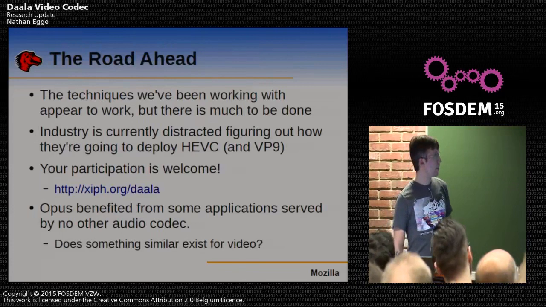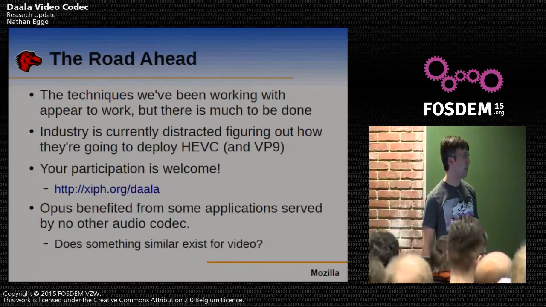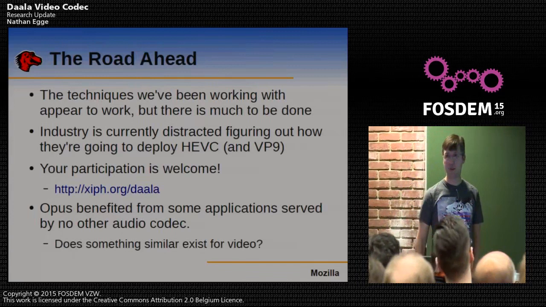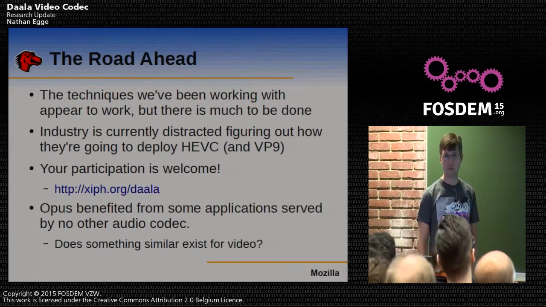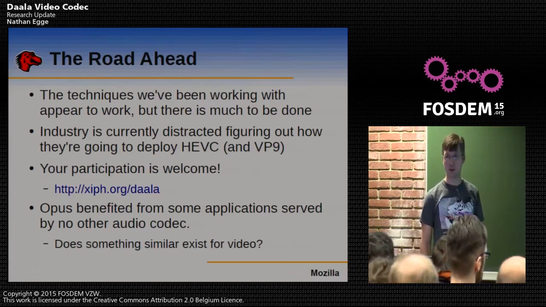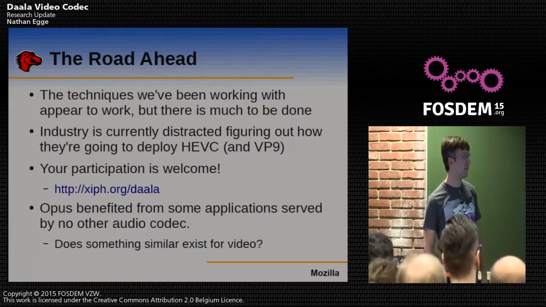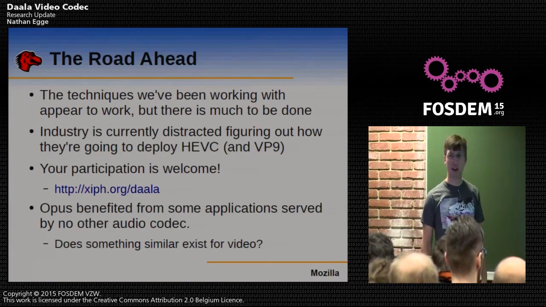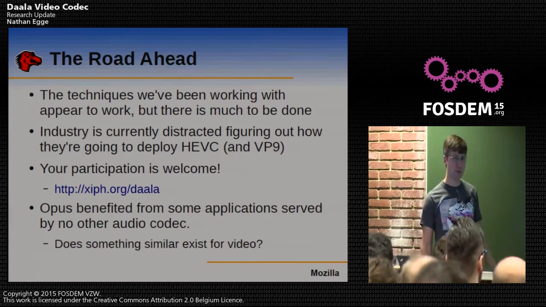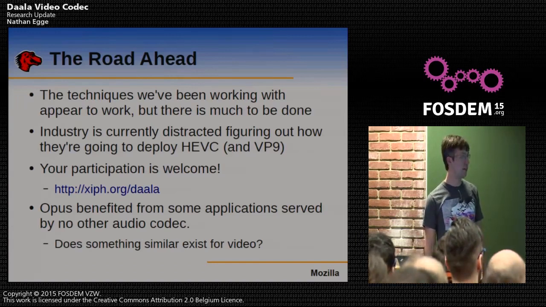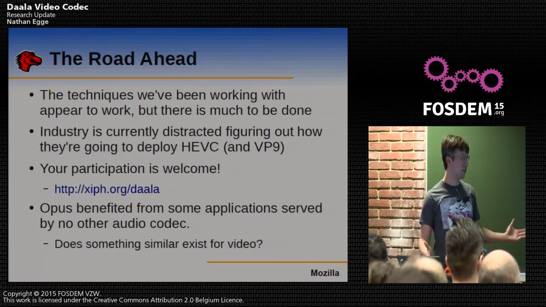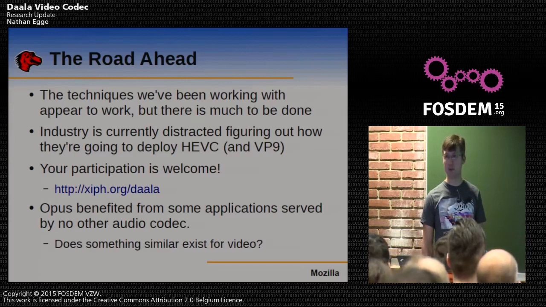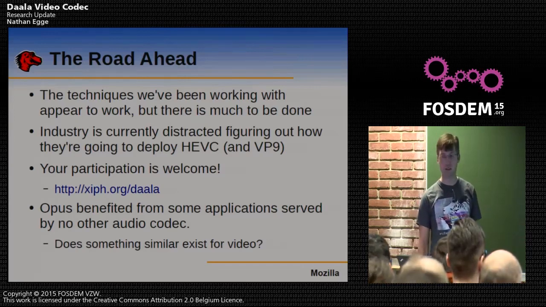So what's the road ahead look like? As that slide showed, we've been making some progress with these new techniques. We've had to innovate and find new ways to work around problems introduced by using lapped transforms, but there's still a long way to go. The industry is currently looking at deploying 265, HEVC, and VP9. So they're not really focused on the next generation. They've got a lot of work ahead of them. But we'd like to take that opportunity to innovate and make Daala something that will be competitive.